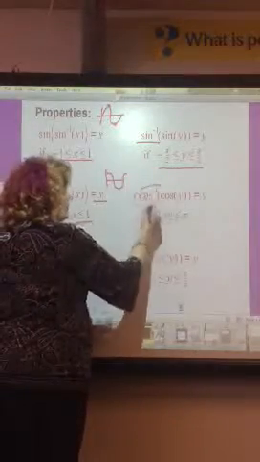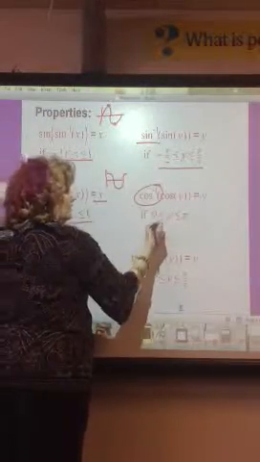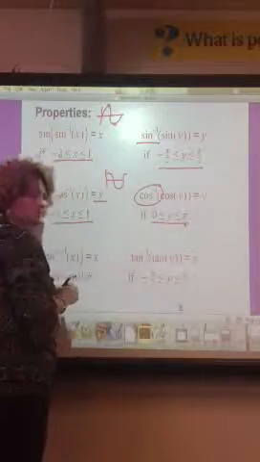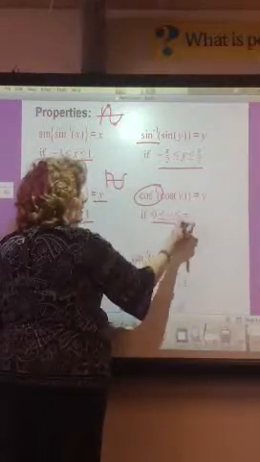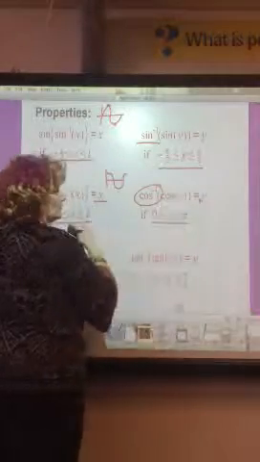Now, cosine inverse lands between 0 and pi. So as long as your y value is between 0 and pi, then they cancel each other, and your answer is just y.